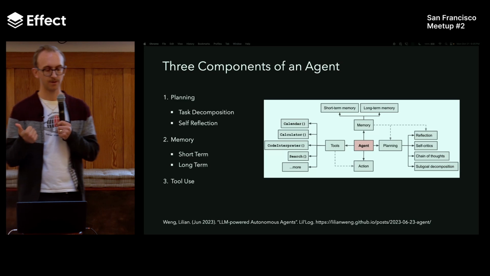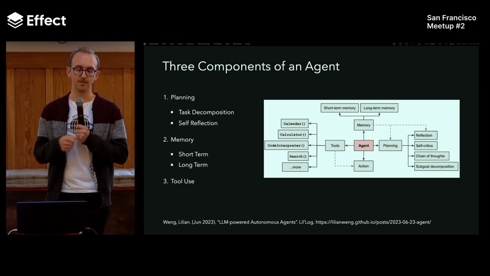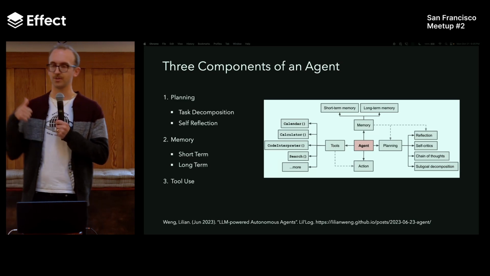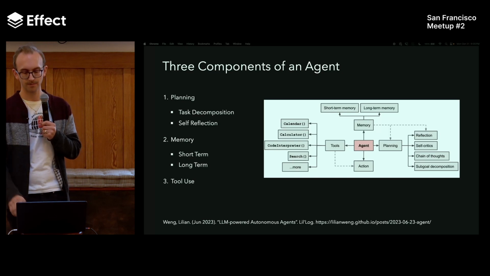And then the third component here is the ability to use tools. So, for example, giving the agent the ability to search the web or run code in an interpreter.